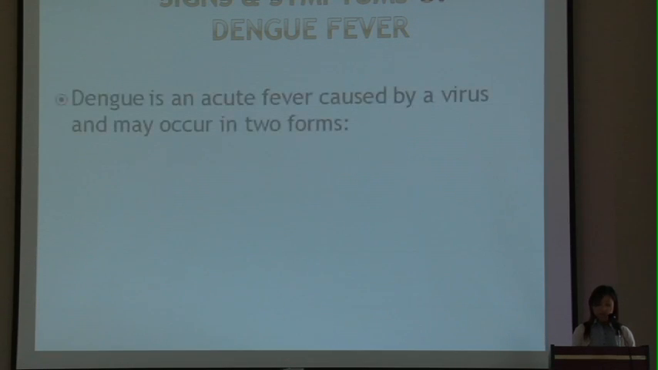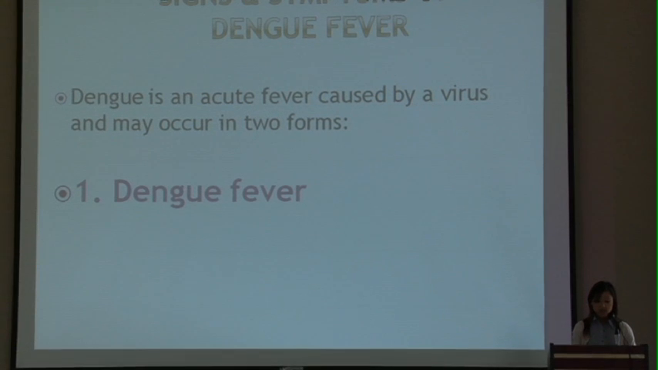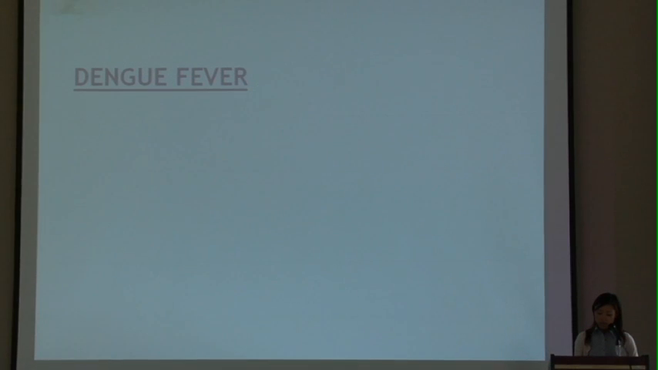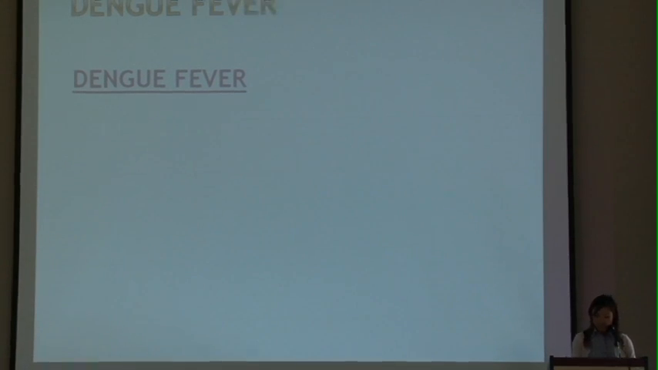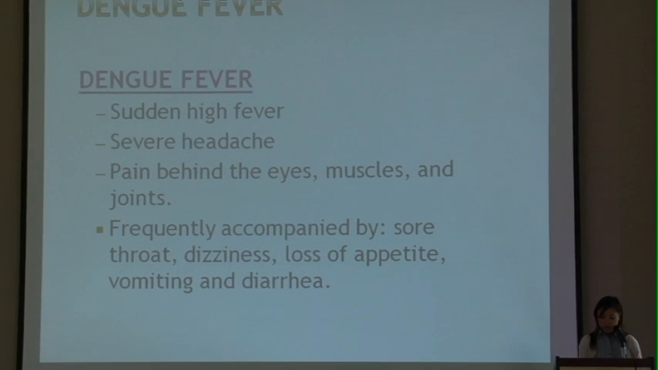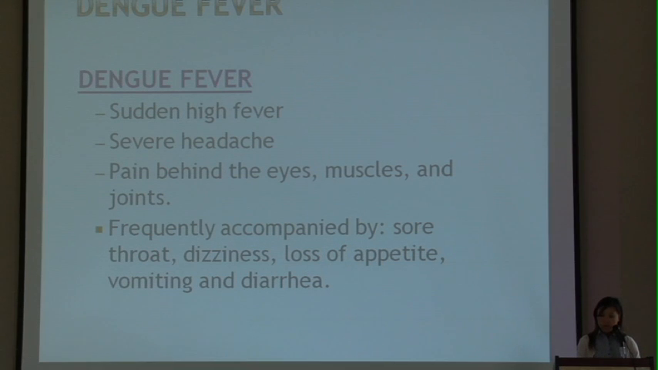Okay. Dengue is an acute fever caused by a virus and may occur in two forms. One is dengue fever, and the second is dengue hemorrhagic fever. Now I'll explain dengue fever. It starts with a sudden high fever with severe headache, pain behind the eyes, muscle and joint pain also. It's frequently accompanied by sore throat, dizziness, loss of appetite, vomiting, and diarrhea.